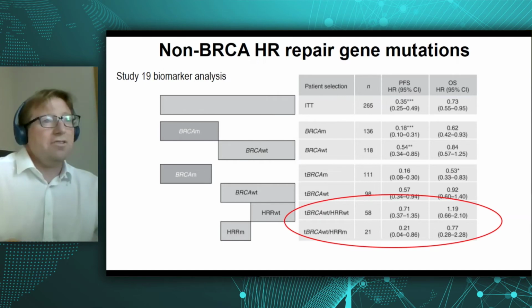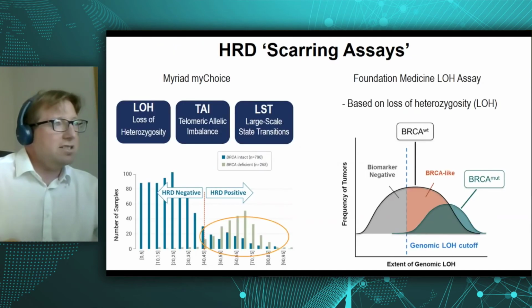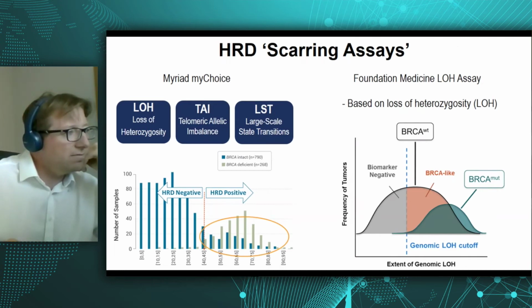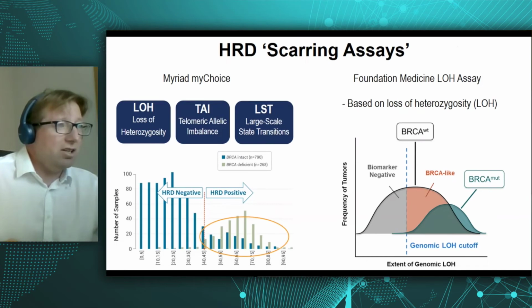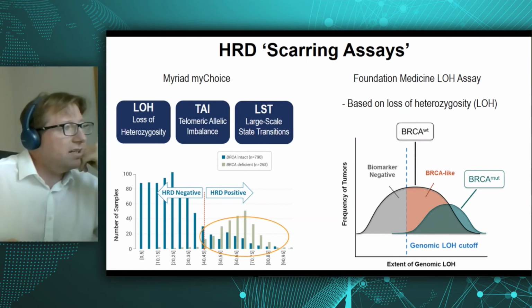And I think the only other test right now in the first-line setting that adds information are these HRD scarring assays. And many of you will be familiar with these. There's Myriad MyChoice, Foundation Medicine LOH assay. There are actually other HRD scarring assays. There's a test called HRDetect, which was developed in breast cancer and is a bit more sophisticated. And these are okay, but they have their limitations.